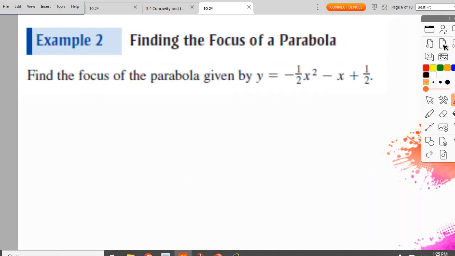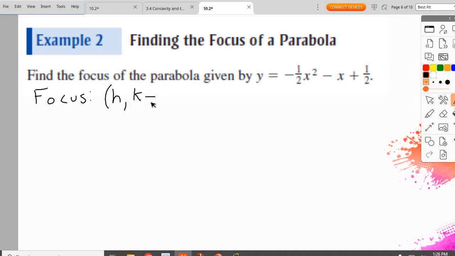Alright. Next up. This time they give us an equation. We don't have to make our equation. It says to find the focus of a parabola given by y equals negative 1/2 x squared minus x plus 1/2. So on our sheets, what is the formula for our focus when I have stuff that has an x squared in it? (h, k plus c).